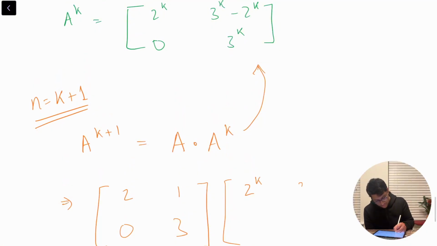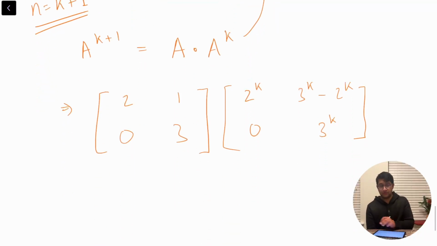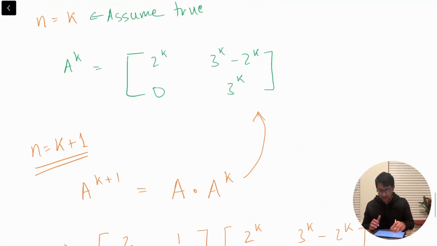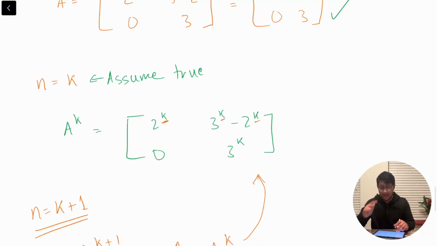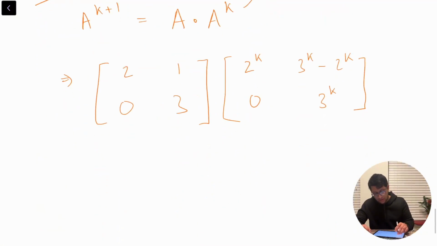2 to the k, 3^k minus 2^k, 0, and 3^k. We just multiply these normally. And remember, we're trying to work towards a situation where instead of k here, there's a k plus 1. That's what we're trying to work towards. It's really handy to have what you're trying to work towards in your mind.